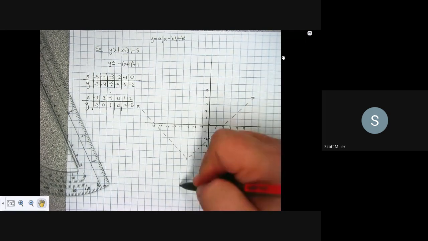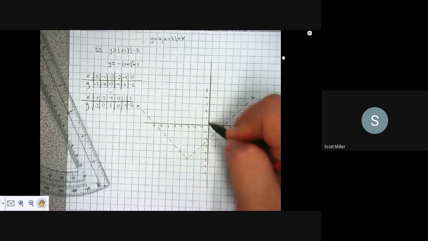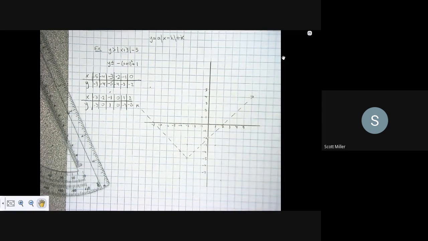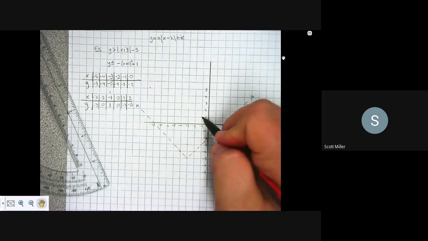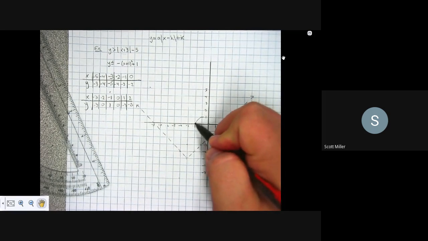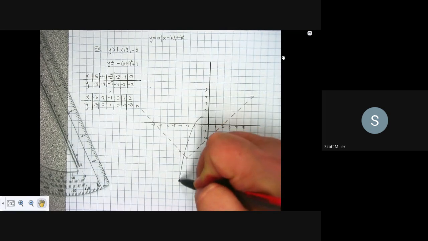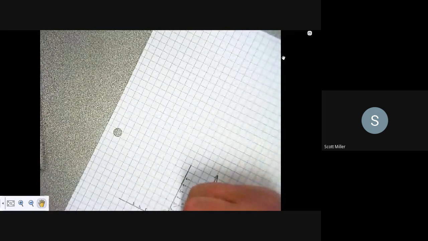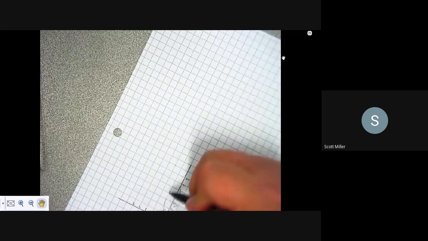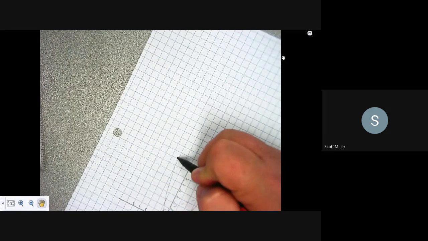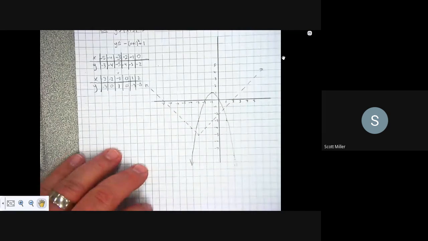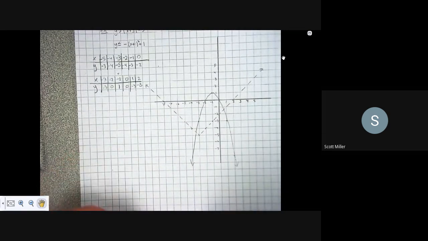So you should be able to see your parabola right there. So we're going to draw that in. Remember, this is a solid curve. Okay. And let's determine our shading at this point.